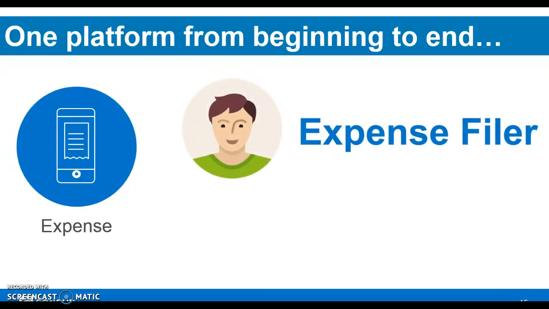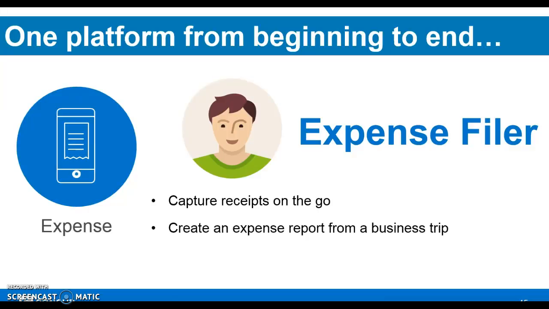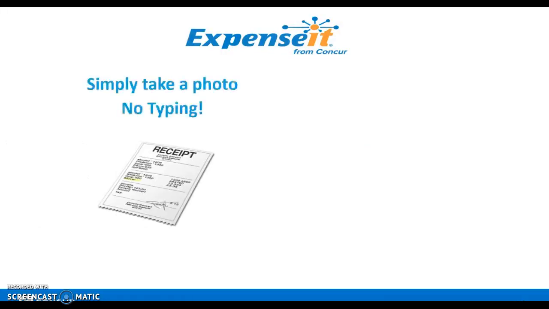As we focus today on expense, we'll talk about the expense filer. They can capture receipts on the go, create an expense report from a business trip, add details to specific expenses, and use ExpenseIt Pro from Concur to capture receipts. To use ExpenseIt Pro, all you have to do is be able to use your phone or tablet camera. No typing necessary. It uses optical character recognition to pull information from your receipt, things like vendor, date, amount, the information you need to create an expense report.